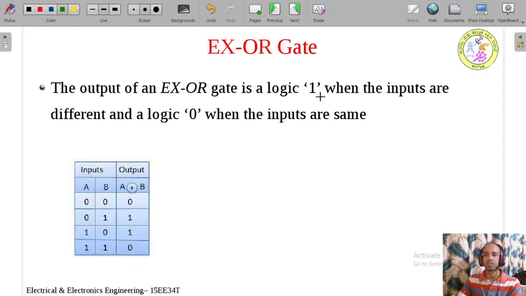That is what it is given here. The output is logic 1 when the inputs are different. Inputs are different here, therefore the output is 1. When the inputs are the same, the output is logic 0. If both are 1 1, or both are 0 0, the output is 0. This is how we are going to remember the XOR gate truth table.